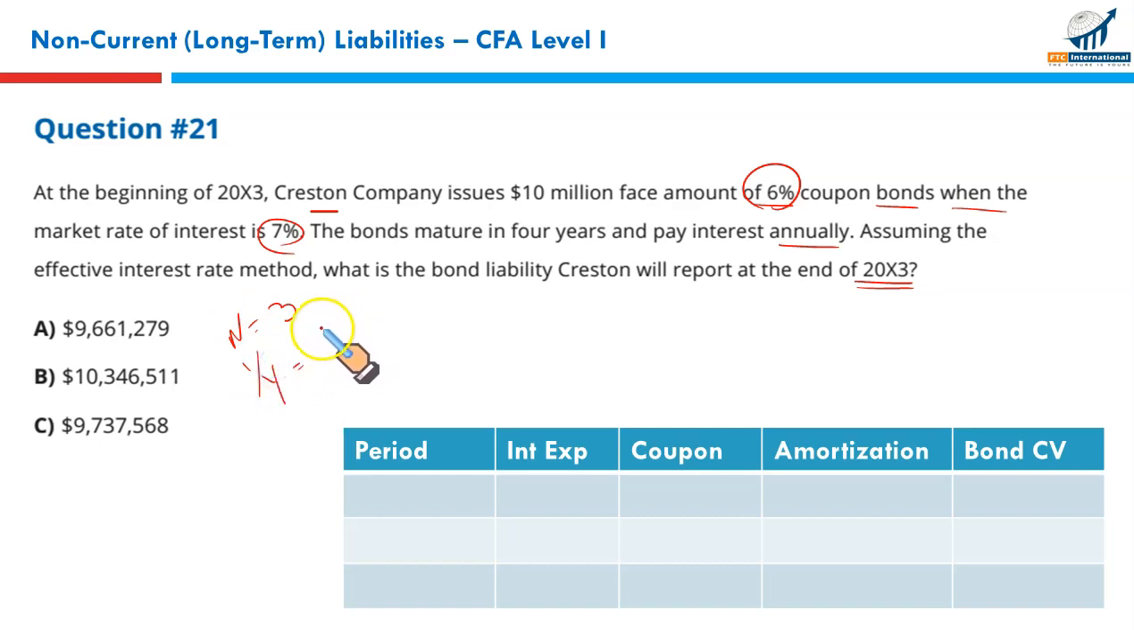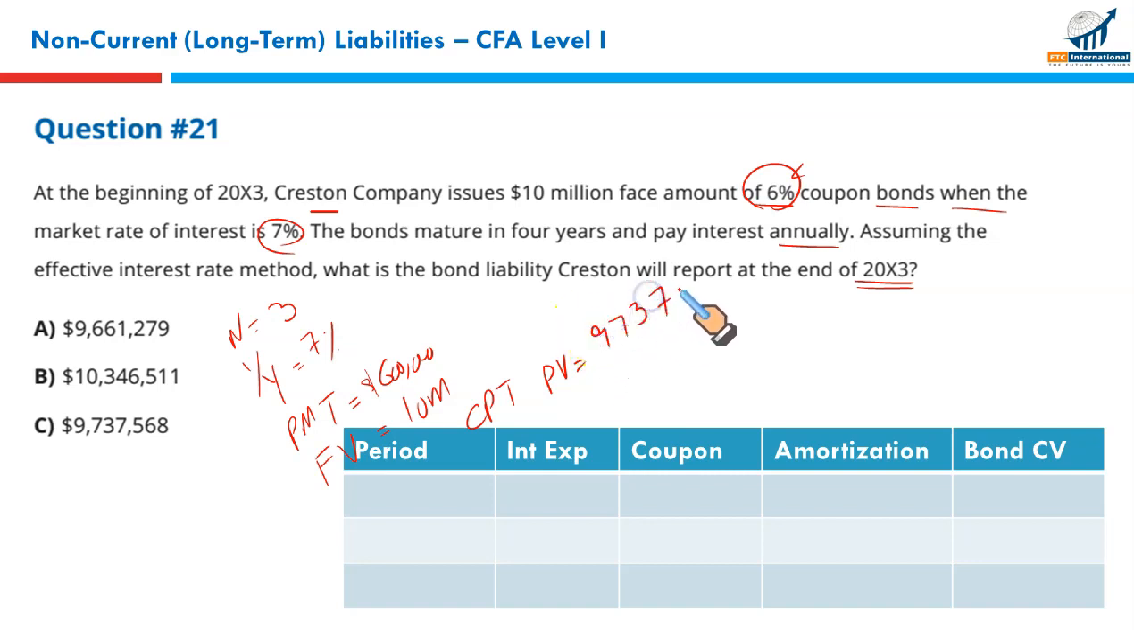Interest rate effective for the purpose of discounting is 7%. Coupon payments at the rate of 6% of total amount 10 million. So PMT is equal to $600,000, and the future value, the face value of the bond, is 10 million. All you need to do is enter these in the TVM computations on your financial calculator and press CPT present value, and if you do so, you will get 9737568, and it will perfectly match with option C.